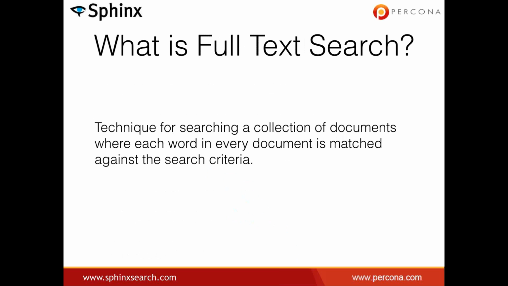So what is full-text search? According to Wikipedia, full-text search is a technique for searching a collection of documents where each word in every document is matched against the search criteria. And here the term document can literally mean a file on a disk, a row in a database, an I/O stream, or any other form where text can be read and processed. Seems simple, right? Well, there's a lot more to it than that.